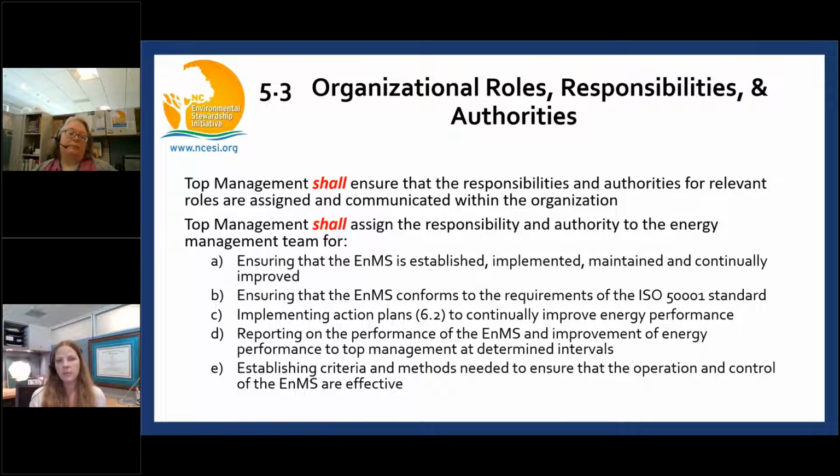So in previous standards for other ISOs, like ISO 14001, they used to have what was called an EMR, which was environmental management representative, and all of these things were given to one person. Now, with the energy standard, it's done by a team, which is obviously going to be better because that's a lot of responsibility, and you really do need a team of people in order to make it function.